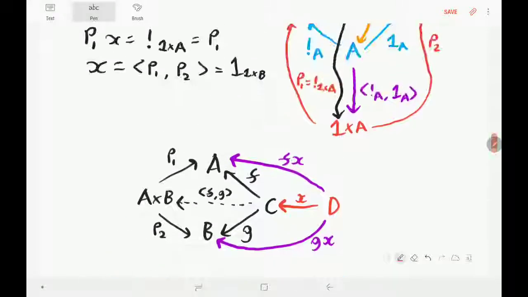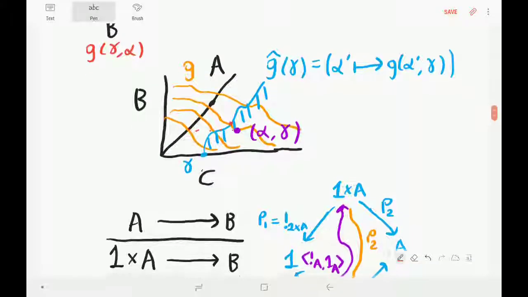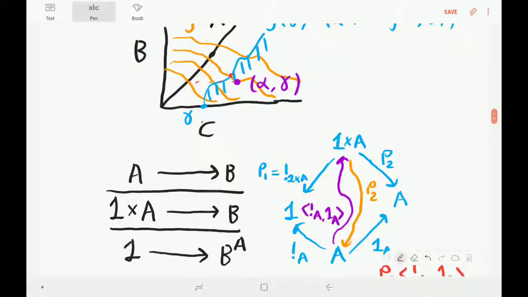Okay, so that's the technicalities. Now, why are we calling this thing an exponential object? Why have we called it b to the power of a? Why in Set does it correspond to the set of functions from a to b?